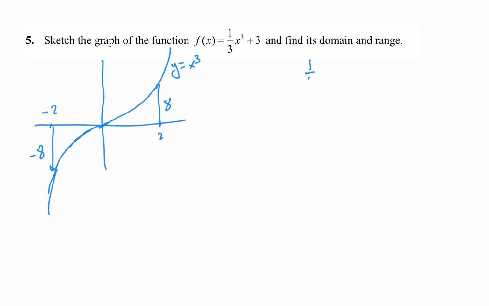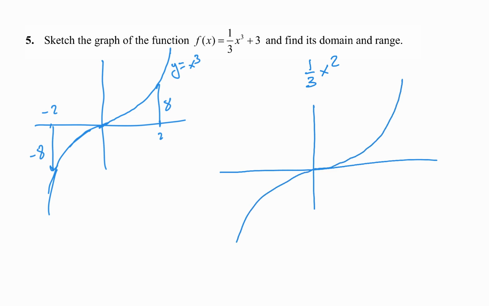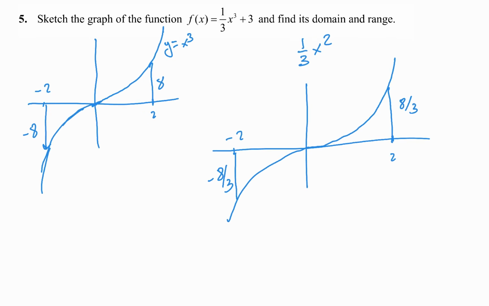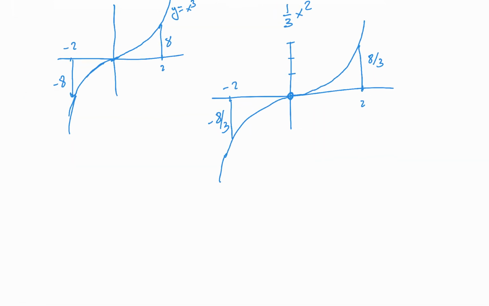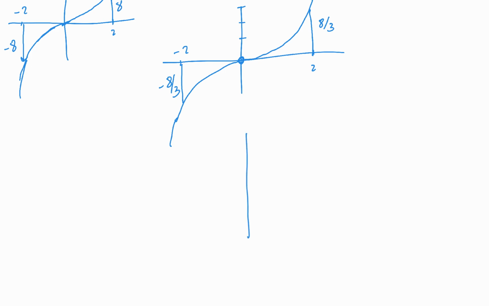What is the function 1/3 of x cubed? Well, it's the same function, but now the value of y will be 1/3. So when x equals 2, the height will be 8/3. When x equals minus 2, the height will be minus 8/3. And what is the function 1/3 of x cubed plus 3? Well, plus 3 means that you move this point 3 units up. So for 1/3 of x cubed plus 3, you go 1, 2, and 3, and you graph the same function.